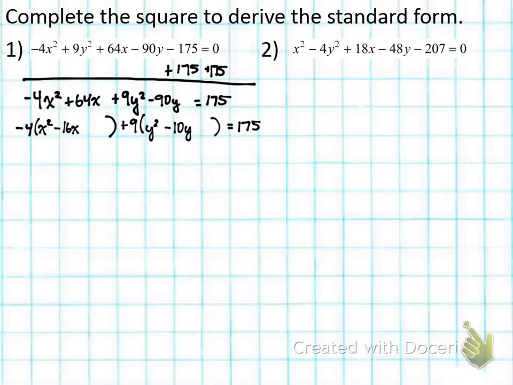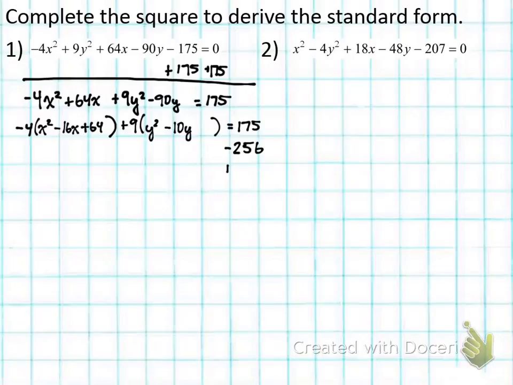All right? Next, looking at negative 16. Half of negative 16 is negative 8. Negative 8 squared is 64, so I'm adding 64. Okay? Whatever I do to one side, I do to the opposite side. But I didn't just add 64. I'm really adding 64 times negative 4. What's 64 times negative 4? Negative 256. So what I really did when I added 64 here was add negative 256, so I have to add it on the opposite side.